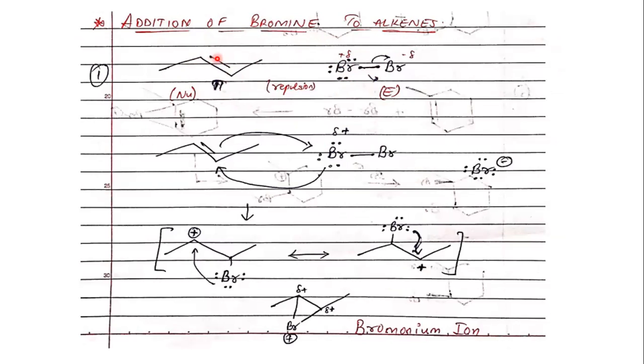So this pi bond on this 2-butene is electron rich. When the alkene comes closer to your Br2 in solution, the electron cloud on this pi bond is going to repel the electrons around one of the bromine atoms, due to which the other bromine atom is going to get polarized, and it is going to take both the bonding electrons with itself to form a Br minus.